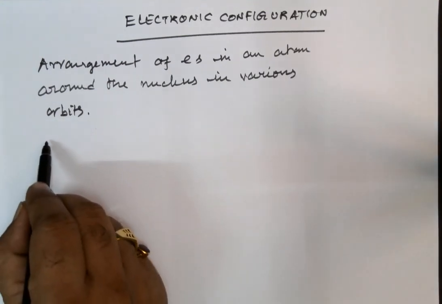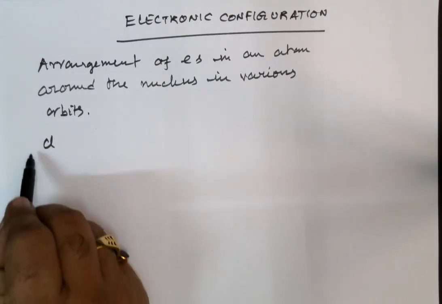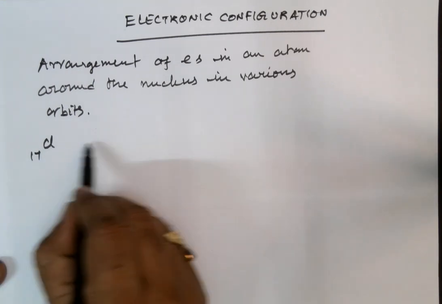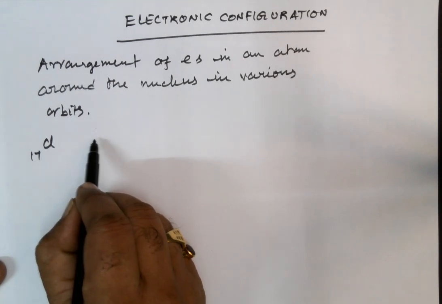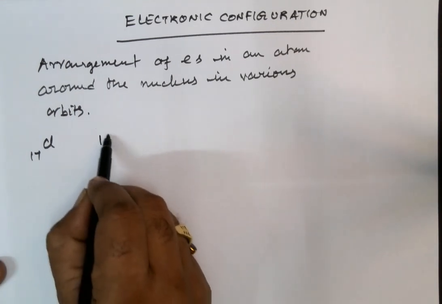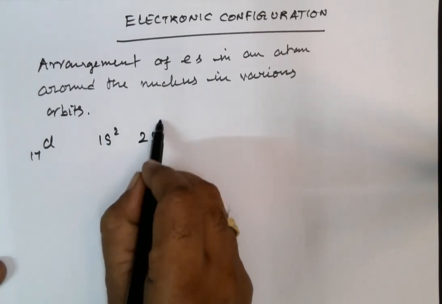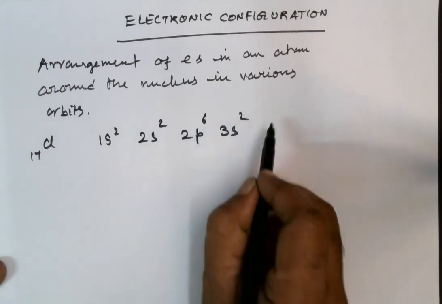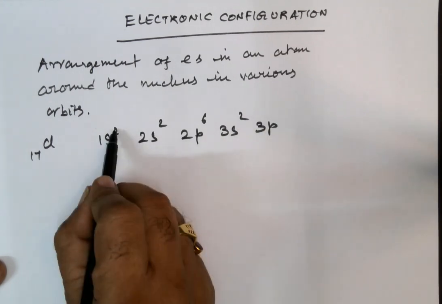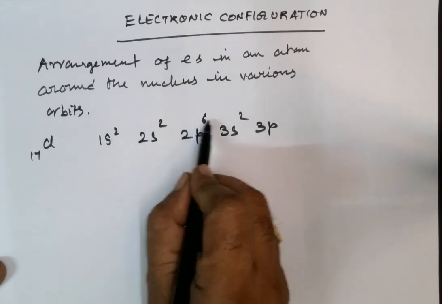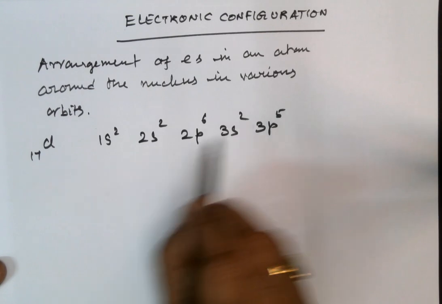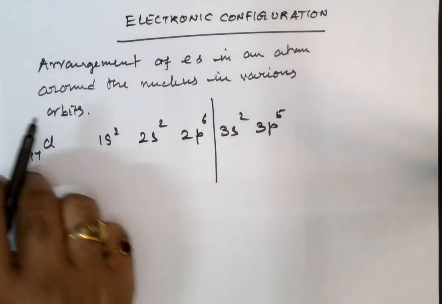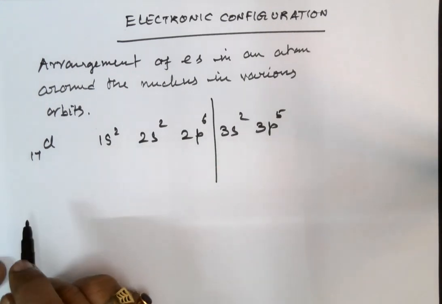Let me consider chlorine. Its atomic number is 17. So this 17 can be organized like this: 1s2, 2s2, 2p6, 3s2, 3p5. 2 plus 2 is 4, plus 6 is 10, plus 2 is 12, and you can put 5. So it means in the third shell you have 7 electrons, totally 17 electrons.